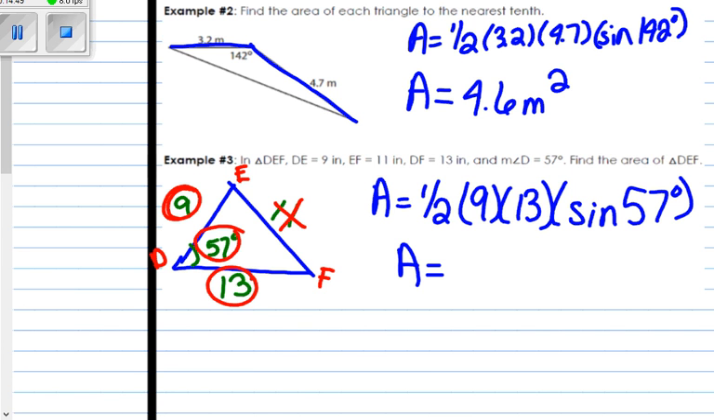Okay, so I see a lot of you, or all of you, got the right answer. It was 49.06 in your calculator, so the 6 tells the 0 to become a 1. 49.1 inches squared. Do not forget the units. Your answer is incomplete without the units.